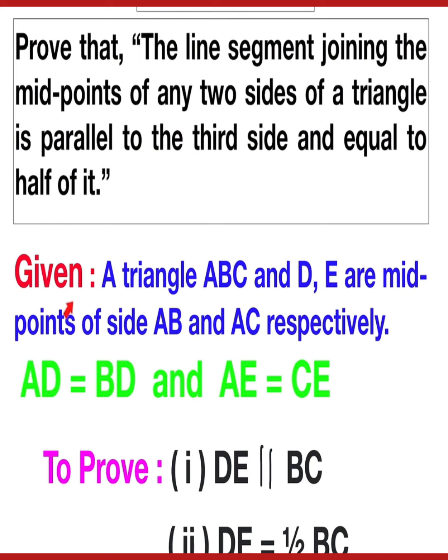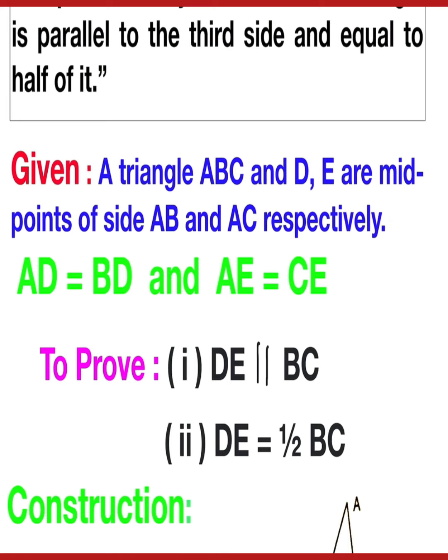Given, what you write in the given: a triangle ABC and D, E are midpoints of sides AB and AC respectively. So dear, we can write that AD equal to BD if D is the midpoint, and AE equal to CE. So this is given. Okay, we will use this result in the proof of the theorem. So dear, now the requirement is to prove that DE parallel to BC and DE equal to half of BC.